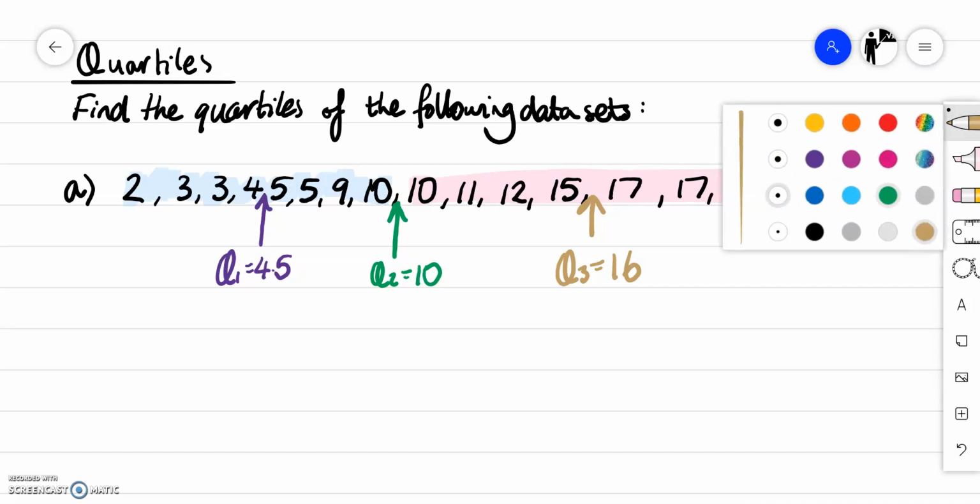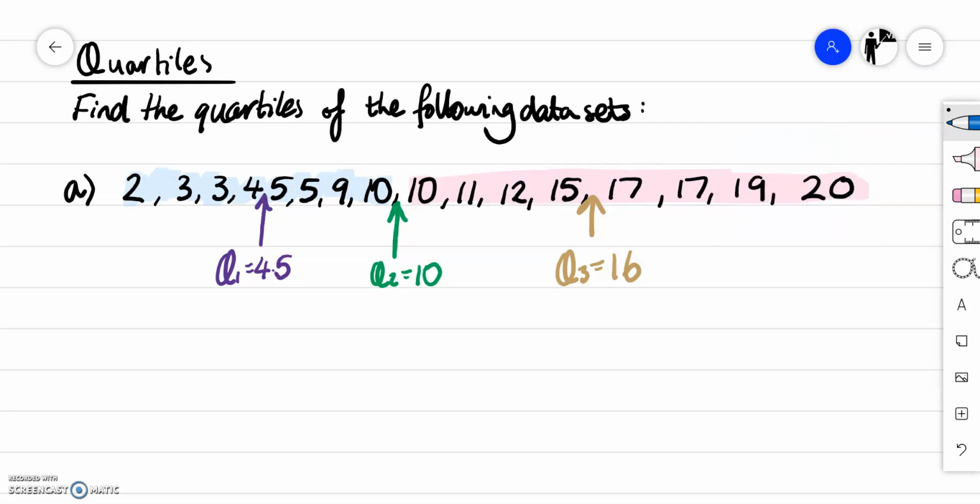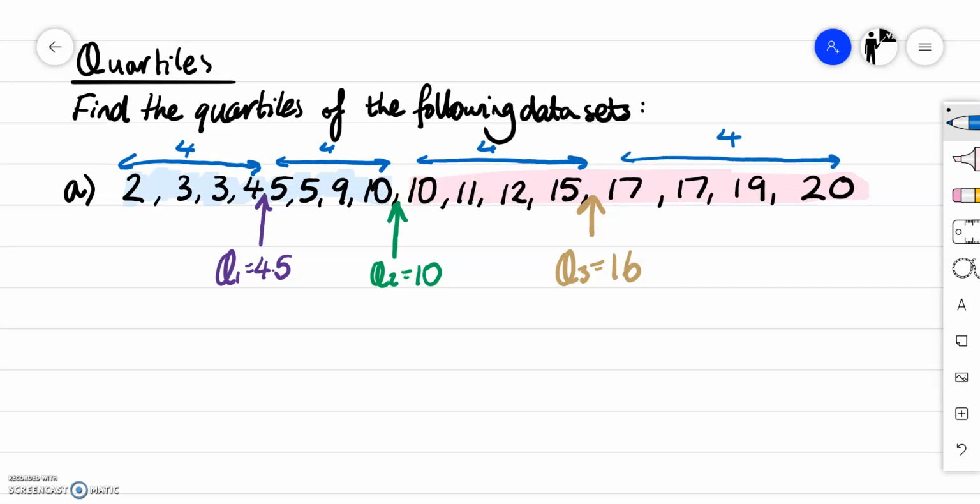Once again, just to reiterate: here we've got 4 values. Here we've got 4 values. Here we've got 4 values. And here we have 1, 2, 3, 4 values. Okay, split it into 4 parts.